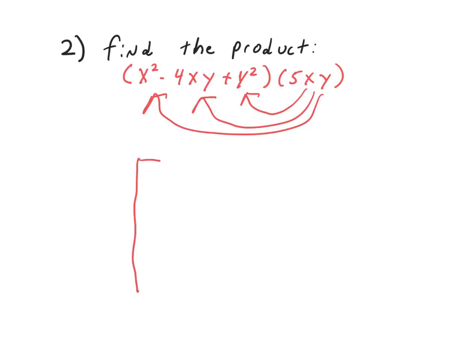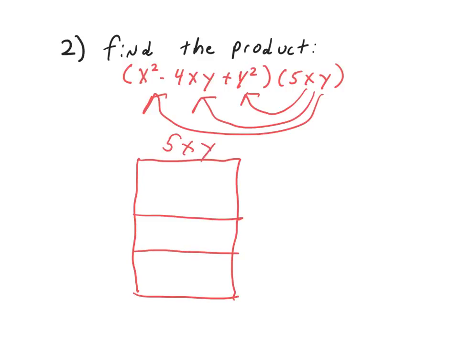So we'll make a table. And we'll do 5xy up here. And going this way, we'll do x squared minus 4xy and then y squared. So we'll do 5xy times x squared. And that just means we're going to multiply the x's. So we'll end up with 5x cubed y.